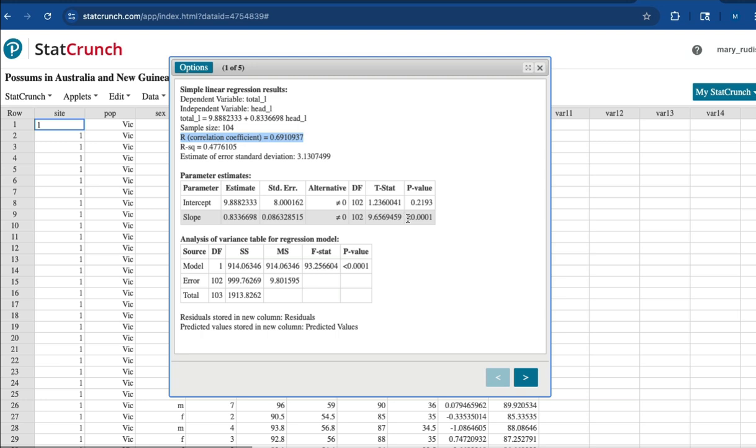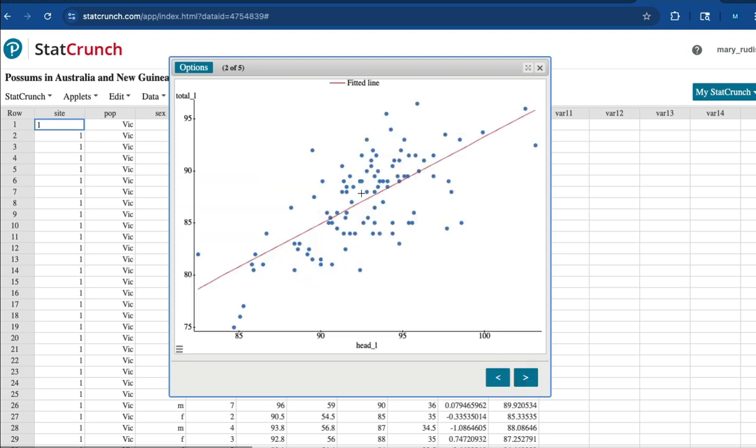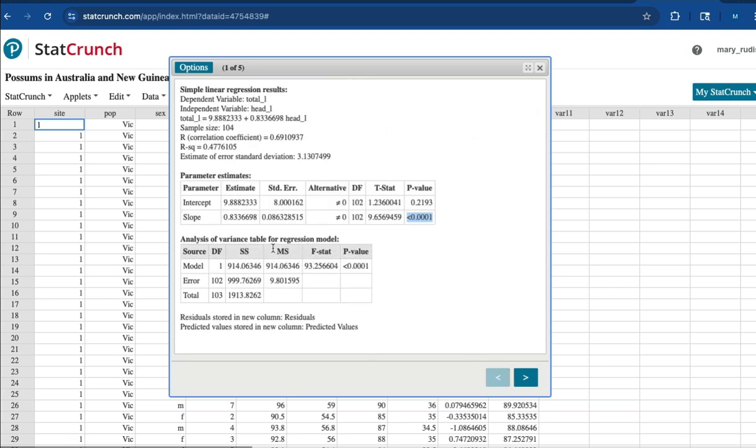The other number that you might be asked for is something called the p-value, and you can find that right here next to the slope. So the slope of our equation is 0.8336698. That's that red line that you saw. This red line has an equation, and the equation is y equals 9.888 plus 0.8336698 times x. That p-value there, as long as it's really, really small, like smaller than 0.05, then you have sufficient reason to move forward with this problem and we can now use it for prediction.